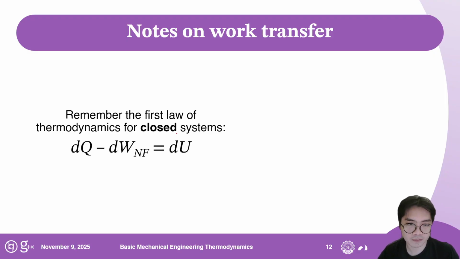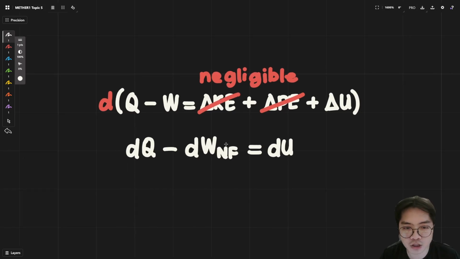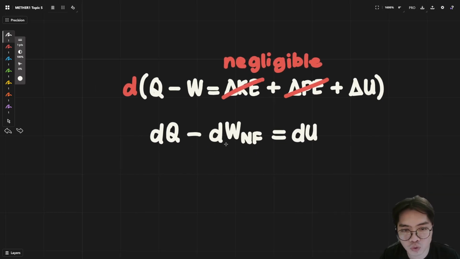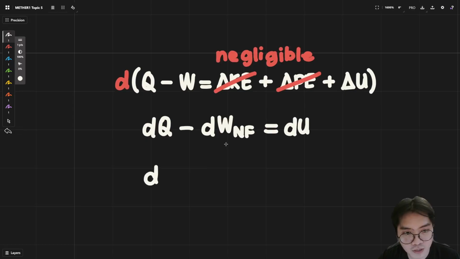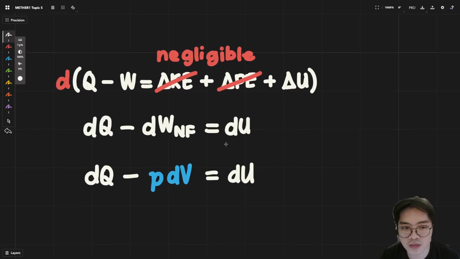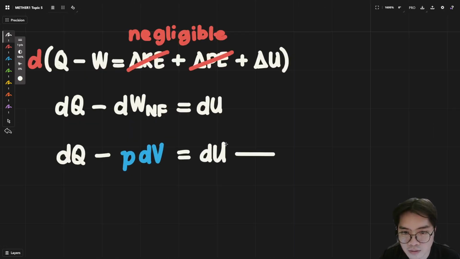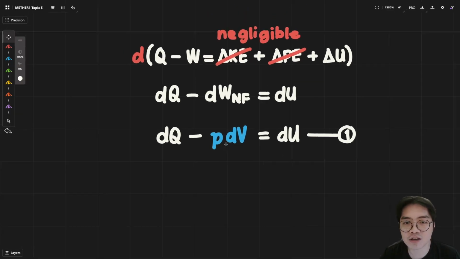Now, I can turn the differential version of the work non-flow into your PdV. Because we said earlier that this is just equal to PdV, we can just say PdV is equal to du. That's going to be important later on. Now, what we will do is we will stock this. Let's call this equation 1, and let's look at somewhere else.